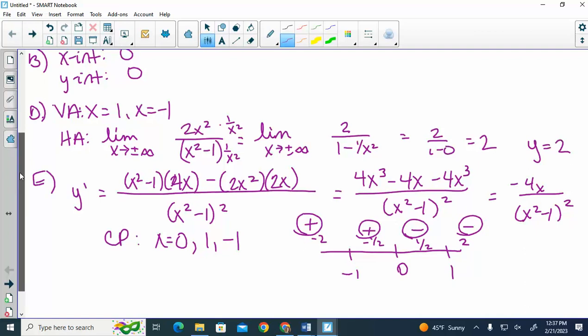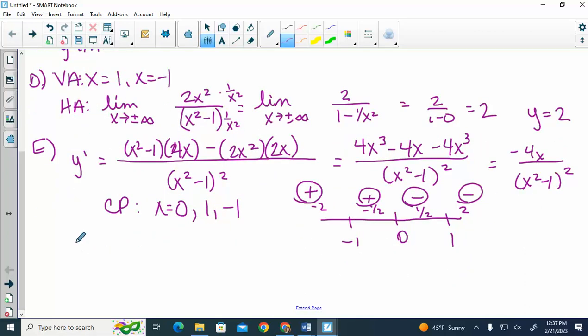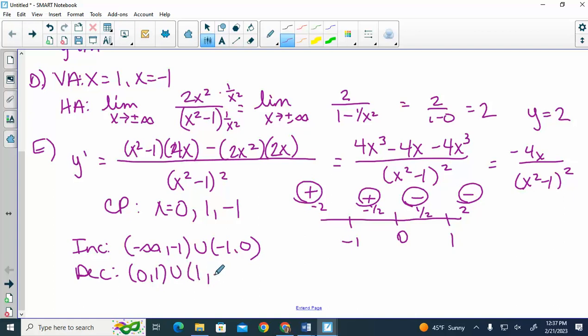So my graph is increasing where it's positive. I cannot just say negative infinity to 0. Why? There's a vertical asymptote, so we have to break it up. Negative infinity to negative 1, union negative 1 to 0. Decreasing, 0 to 1, union 1 to infinity.